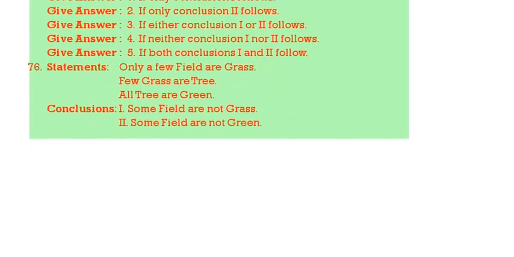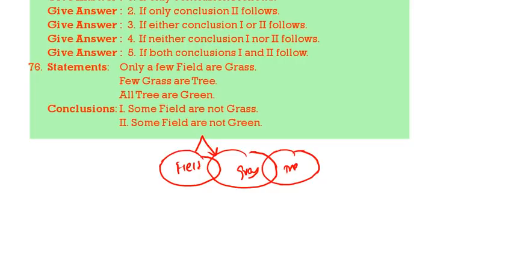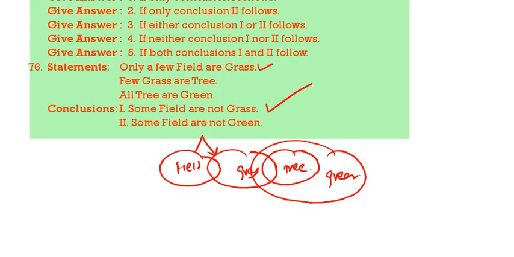Questions 76 to 78. Here these are syllogisms. First one: Only few field is grass. Then few grass is tree. Then all tree is green. Some field is not grass. So here it is given only few field is grass, means some field is grass, some field is not grass. So definitely follows: some field are not green. That one does not follow. So only one follows. Next question.